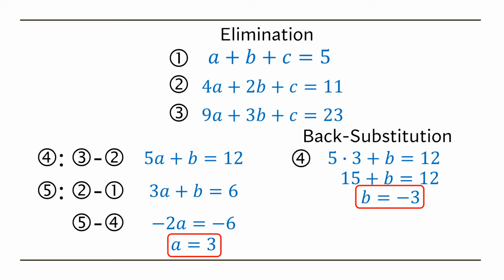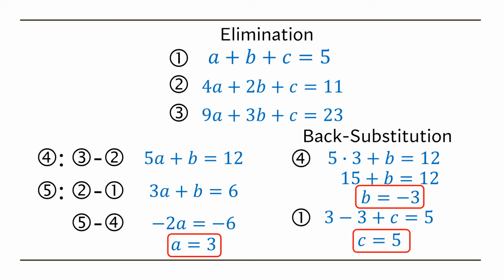Finally, what we're going to do is plug these two values into one of the other equations that has a, b, and c in it, and solve for that. And the simplest of them all would be equation number 1. So a plus b plus c is equal to 5. Well, plug in the value for a and b, and we see that 3 minus 3 is 0. We're left with c, and that's equal to 5. So c is equal to 5.